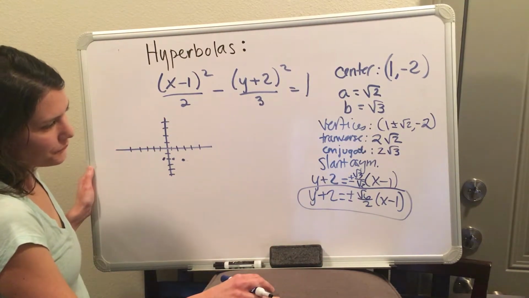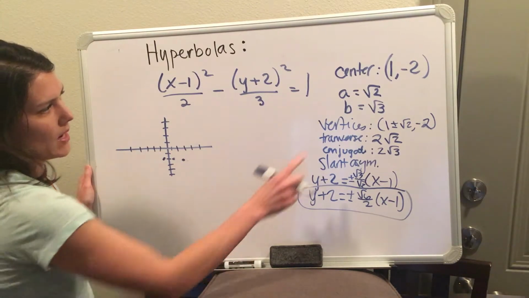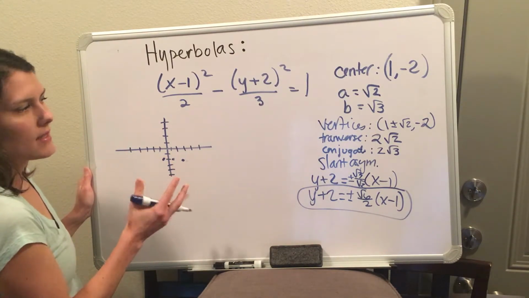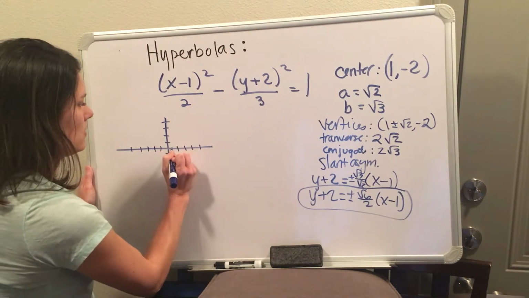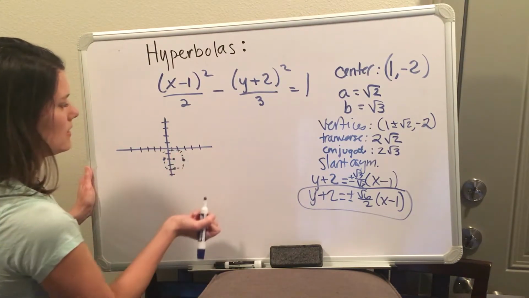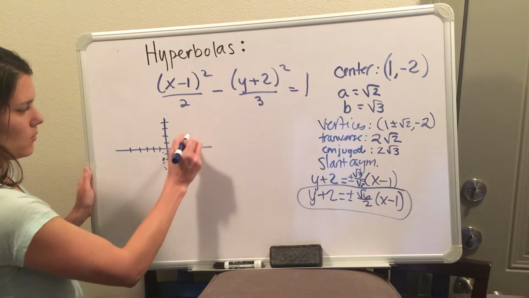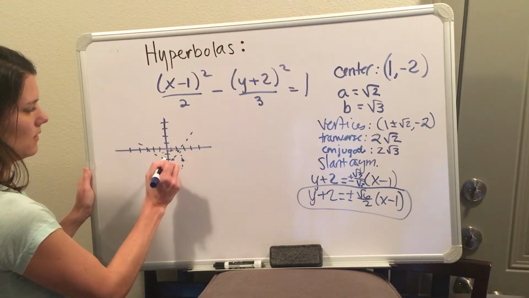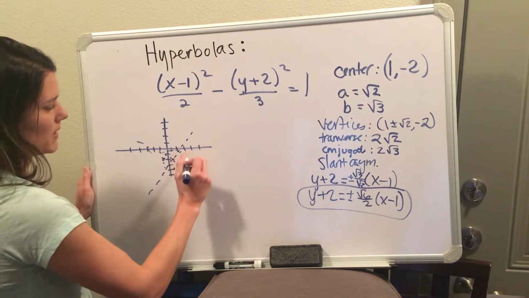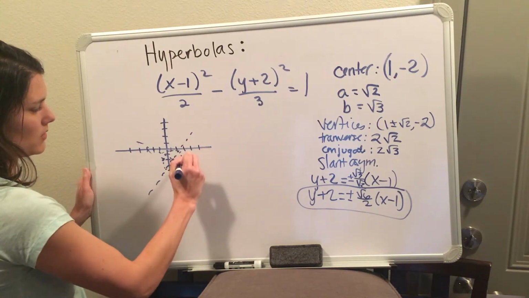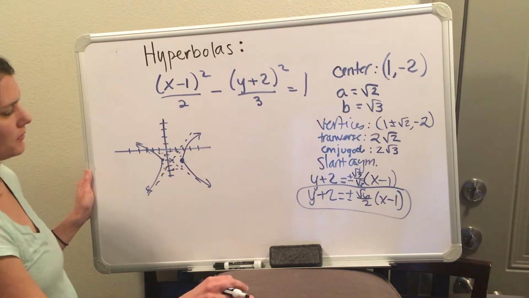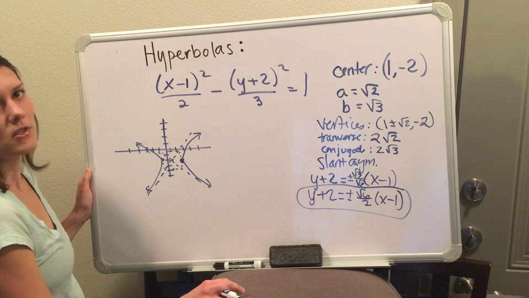To be able to graph them, you can make what we call a box. So I'm going to go ahead and put how far up the b goes. This tells me how far up and down I go from the center. Root 3 is just a little bit under 2. So I'm going to put a little dot there. And I'm going to make a box with my vertices and those points. And the slant asymptotes just go right through the corners, and they go through your center. The reason that you need those is because the hyperbola will follow these asymptotes. So you start at the vertex, and then your hyperbola just follows those slant asymptotes, and so it forms your graph.